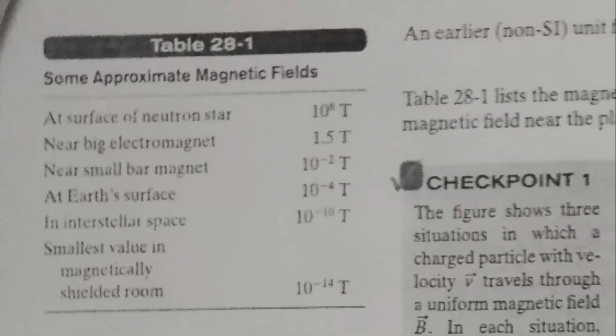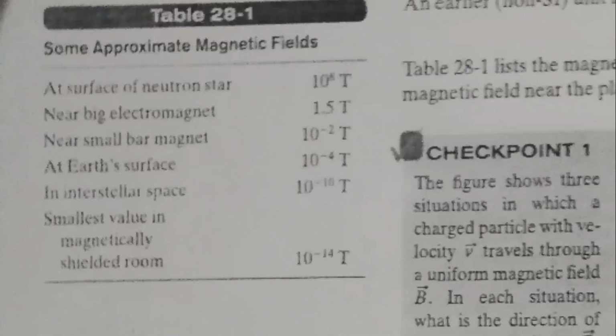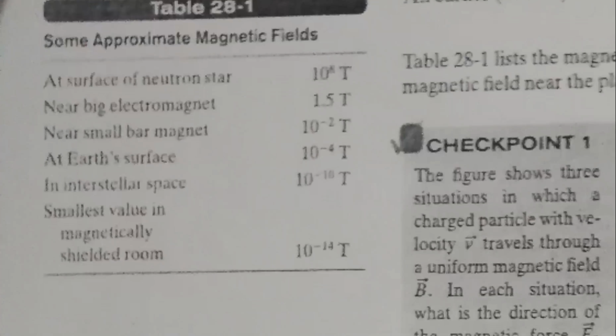So you can see if there is a neutron star, the magnetic field is 10 raised to the power 8 Tesla. Near a big magnet, it is around 1.5 Tesla. Near a small bar magnet, it is 10 raised to the power minus 2 Tesla. At the surface of the Earth, it is 10 raised to the power minus 4 Tesla, which is equal to 1 Gauss. It is a very low value of magnetic field. In interstellar space, it is around 10 to the power minus 18 Tesla. And in a magnetically shielded room, 10 to the power minus 14 Tesla.